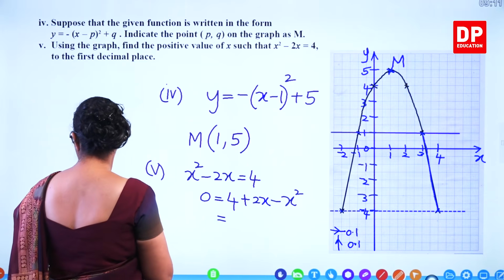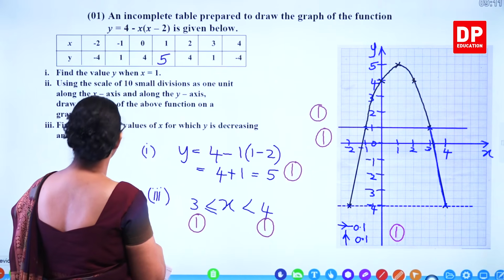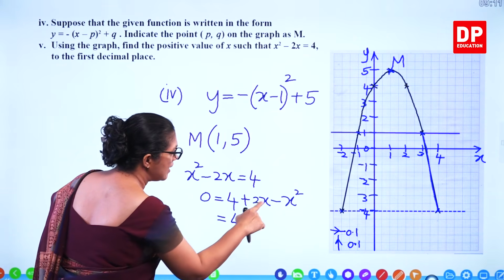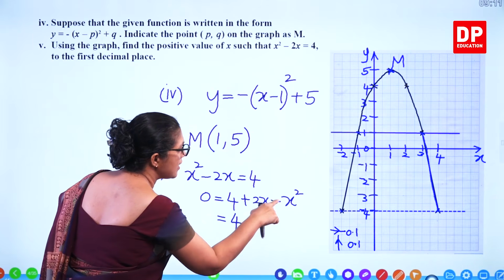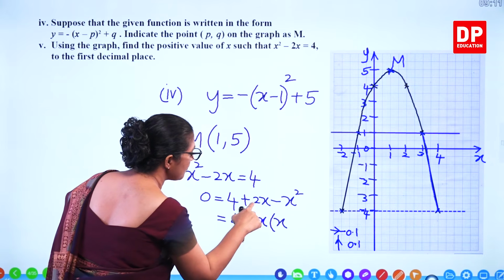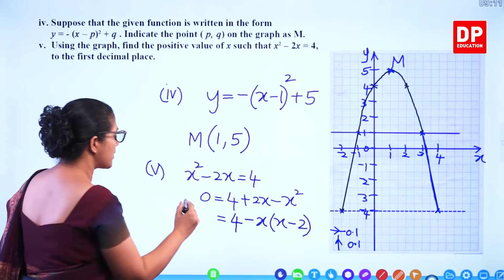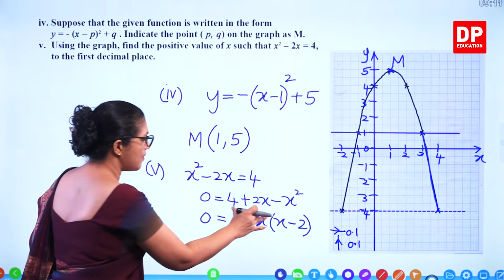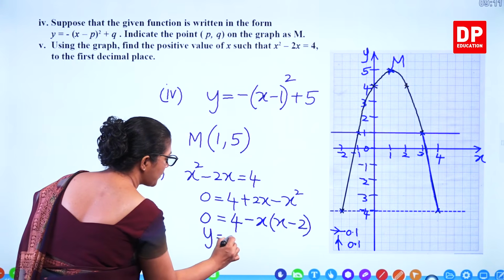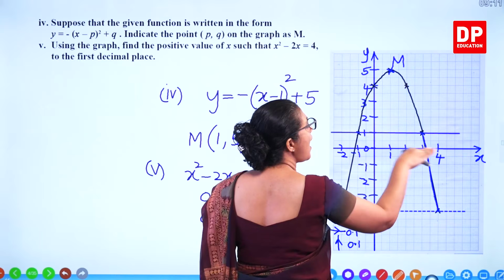Now, what's the graph we drew? 4 minus x, x minus 2. Now you can see, you can write in that form. When you take minus x squared first, you get x here, and this becomes minus 2. Minus minus becomes plus 2x. So that means the previous graph, this is the y equals 0 line, that means the x axis.